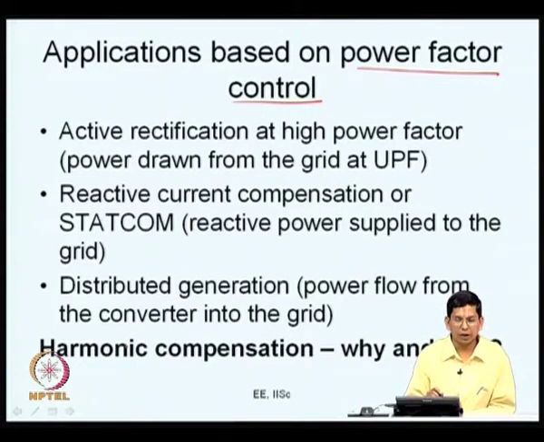Now, that power factor can be unity, or very close to unity. The phase difference can be very minimal between the current drawn and the grid voltage. And so, this is what happens in active rectification at high power factor. You draw power from the grid at unity power factor or very close to unity power factor.